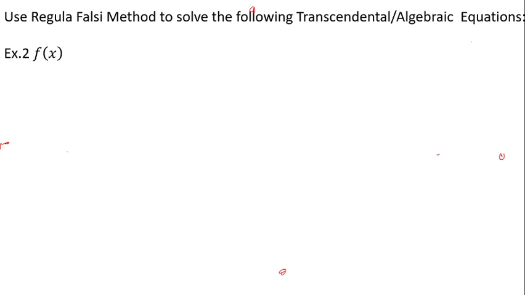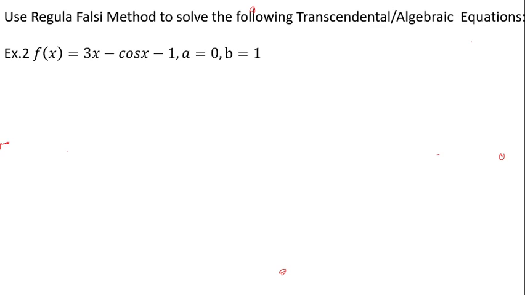Example: f of x is equal to 3x minus cos x minus 1, where a is given as 0 and b is given as 1. Now f of x is 3x minus cos x minus 1. So cos is present, so it's a transcendental equation. Whenever we have a trigonometric function, your calculator mode should be in radian. I am repeating again: if you have a trigonometric function, then your calculator mode should be in radian.